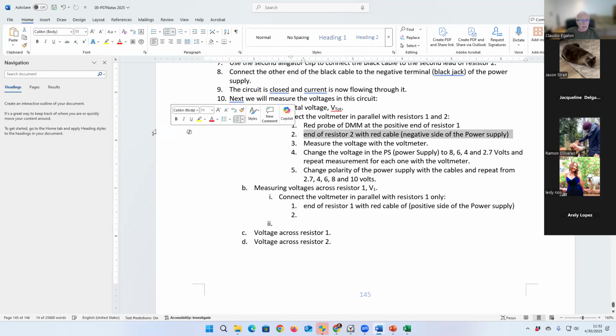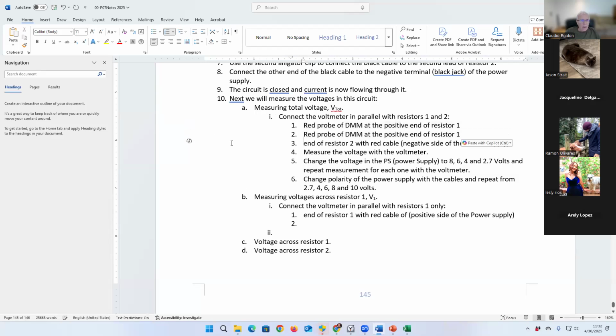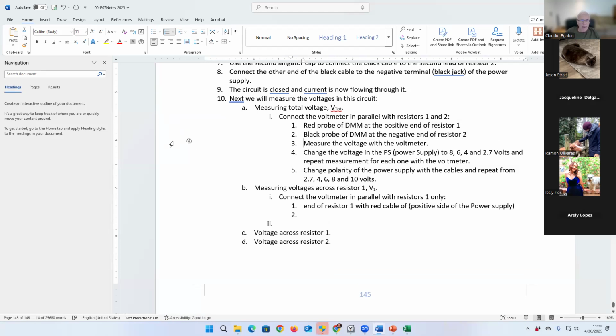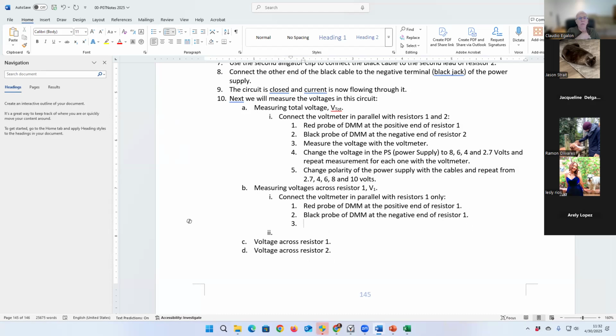And then we can repeat the same here. Black probe of DMM at negative end of resistor 2. Okay. We don't need that anymore. Here you go. That's for the total voltage. And then we can repeat the same that we did here, but just for the multimeter. Red probe DMM at the positive end of resistor 1. Black probe of DMM at negative end of resistor 1. That's because we're measuring the voltage in parallel with resistor 1 only.